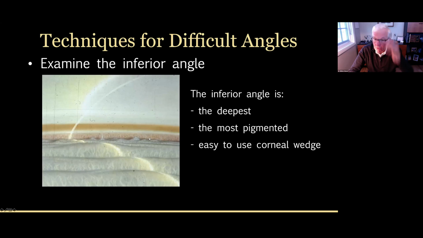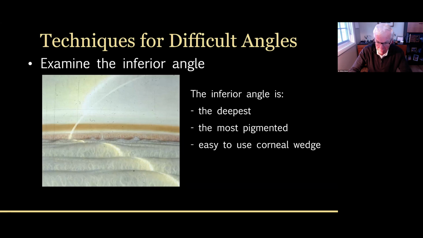So the first thing I would say is when I start gonioscopy, I always look at the inferior angle. That means I'm looking in the upper mirror, because the inferior angle is the deepest. It's the most pigmented because of gravity. And it's easiest to use the corneal wedge in the upper and lower mirror. So I always start looking in the upper mirror at the lower angle. Once you get your bearings, once you know where all the structures are, because it's so nicely pigmented down here, you can figure out the rest of the angle. You don't need the pigment so much anymore.